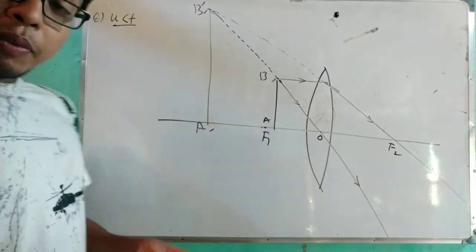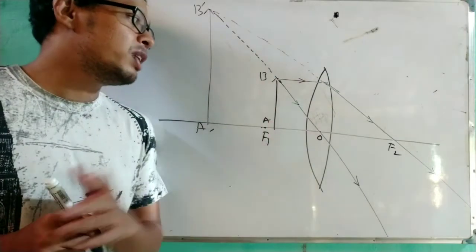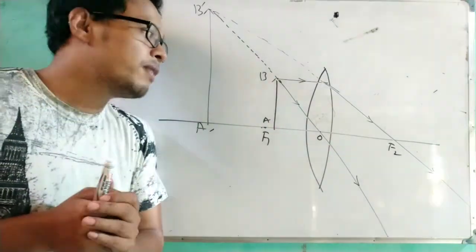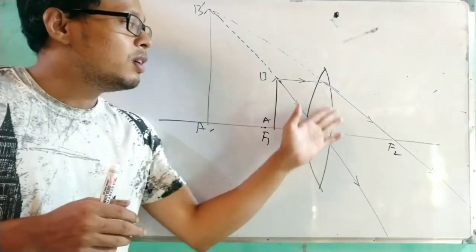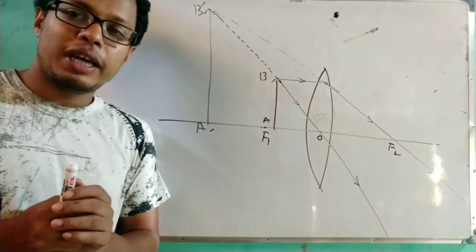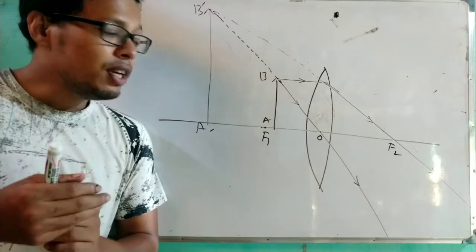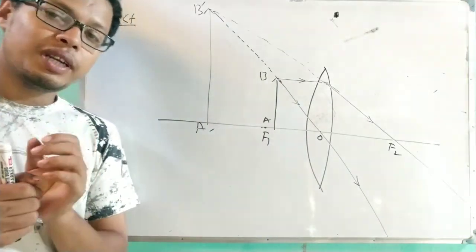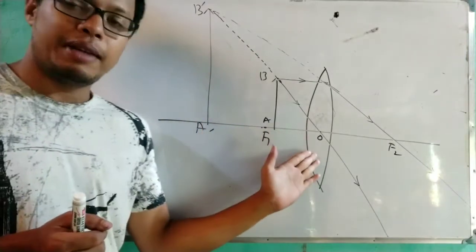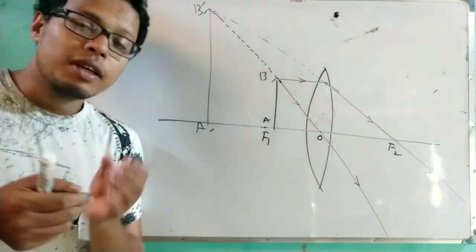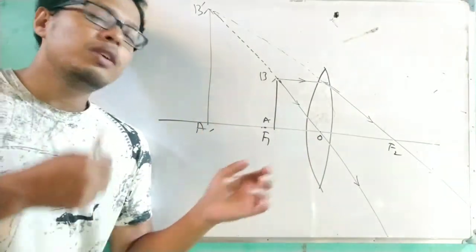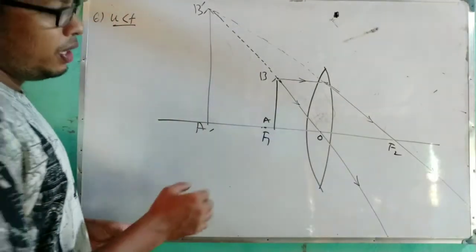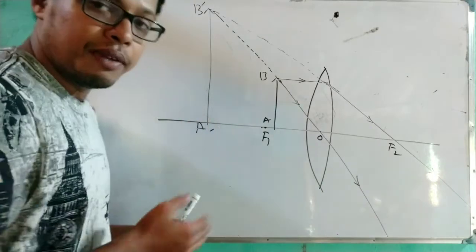Now look, this type of lens can be used as a magnifying glass. Magnifying glass means by using it we are able to see a larger image of a smaller object. When we are reading a newspaper, if we take a magnifying glass, then we can easily see the larger image of the smaller object. So the use of this ray diagram is the magnifying glass.